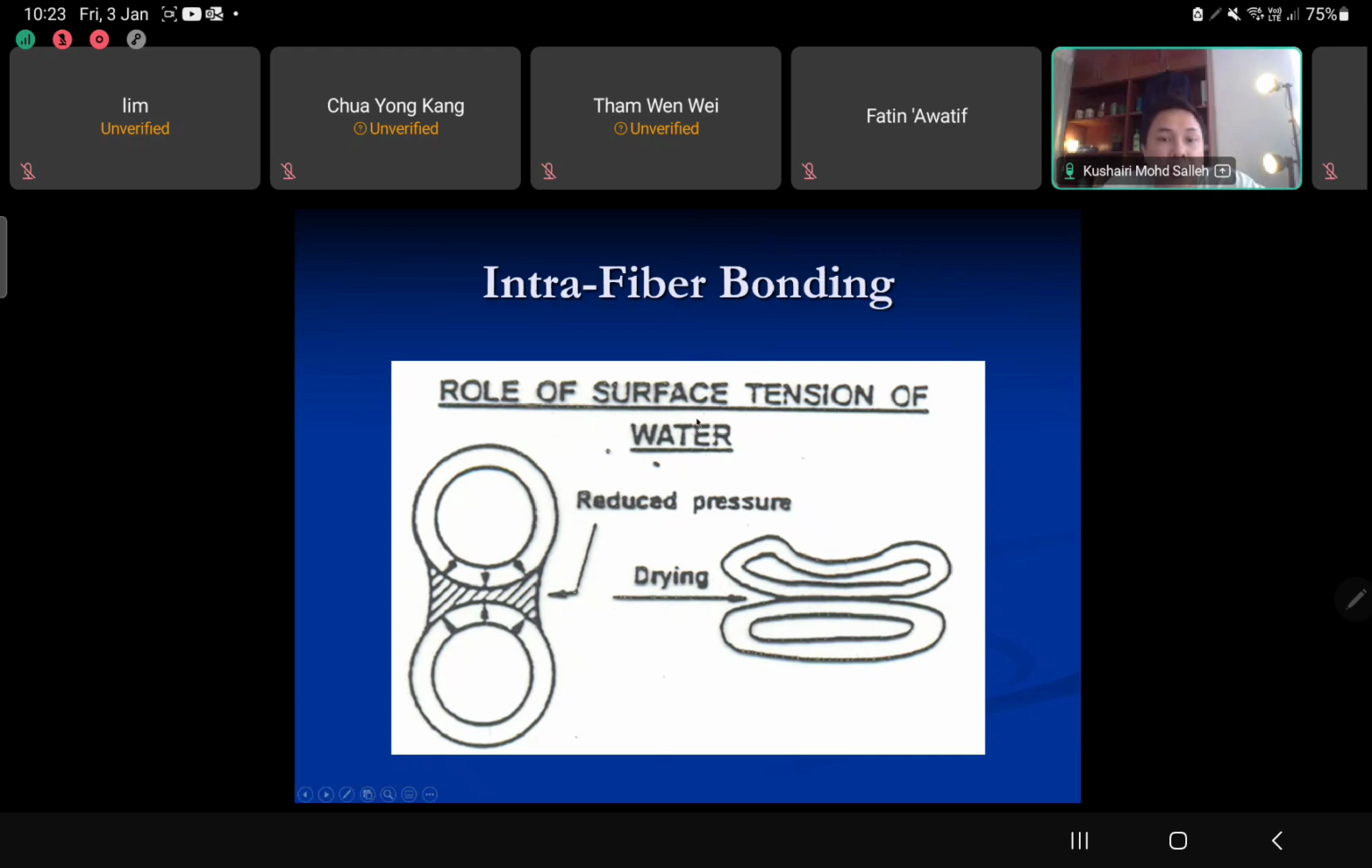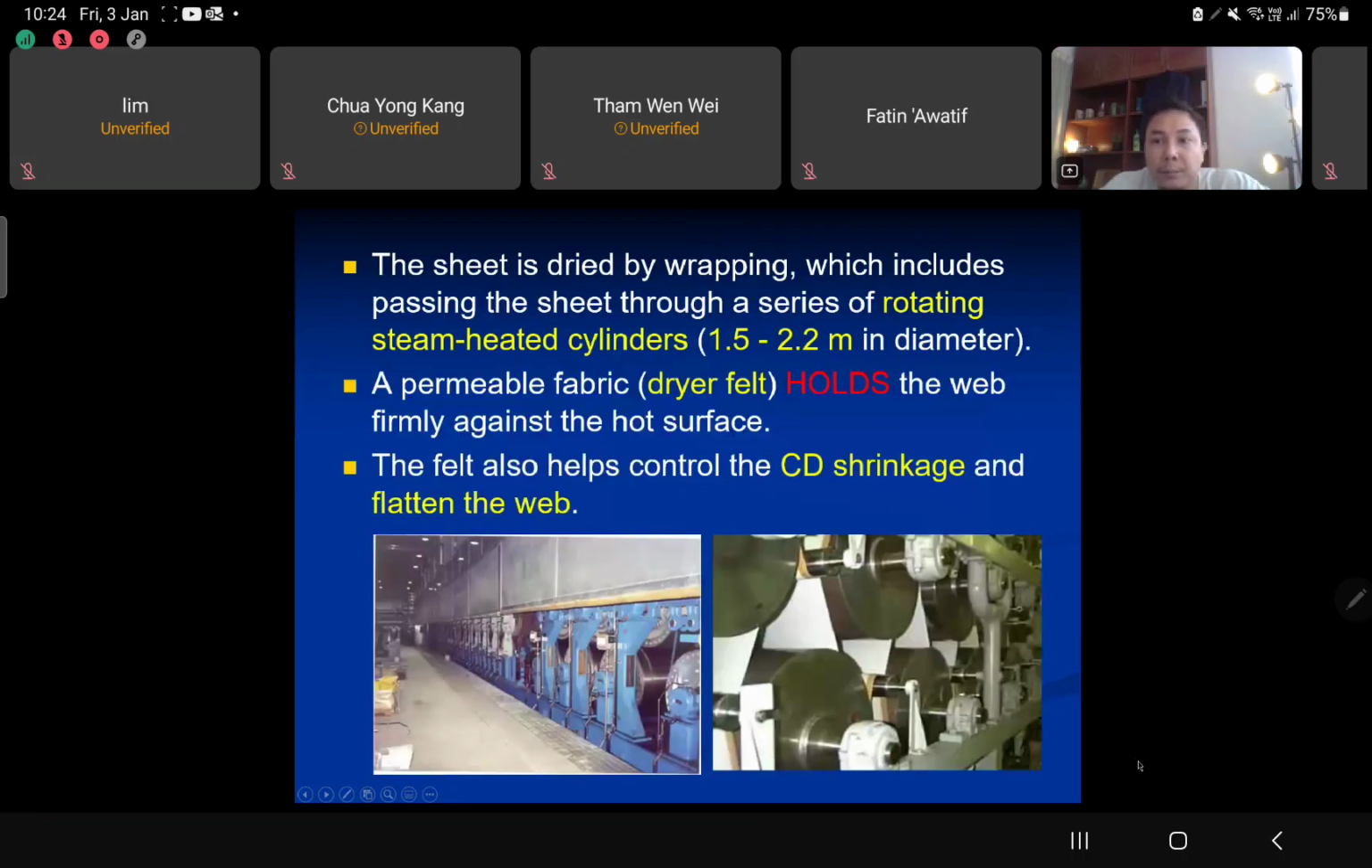So this is what we call the intra-fiber bonding. Role of surface tension, so this is the water between fibers. When we remove the water, there is an increment in the surface tension, and at the same time, surface tension within the lumen of the fiber. So this is what happens between the fibers, and there is a formation of hydrogen bonding. At the same time, the wet web strength will increase with the increase of the solid content and with the decrease of water in the wet web.